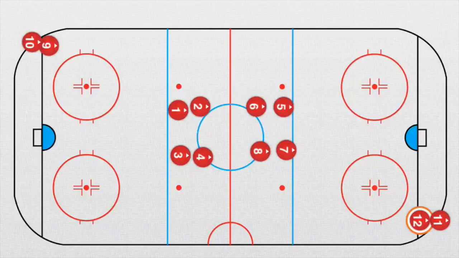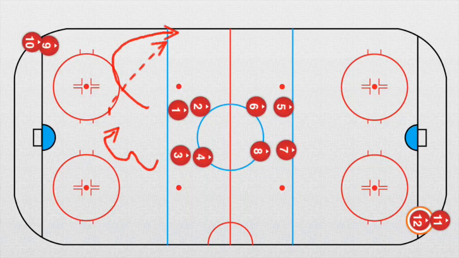In the second drill, we go much more on rebounds, a lot of shooting for your goalies. So player number 1 goes this way, and player number 3 has got a puck, and he plays the pass to this player. A lot of speed right now. This player plays a pass over here.